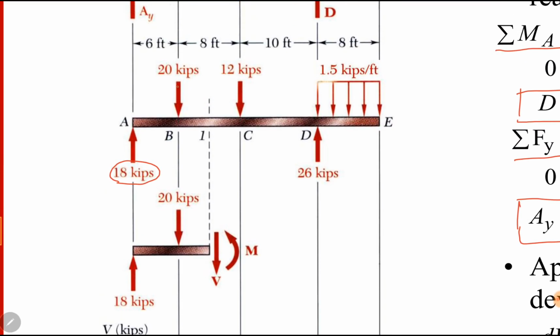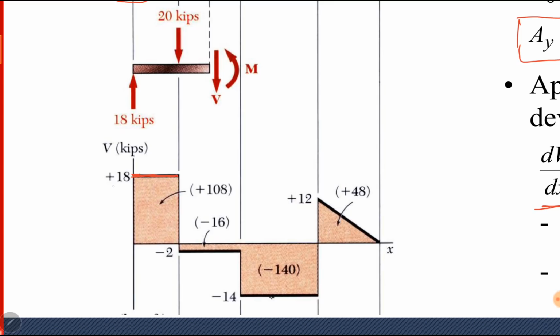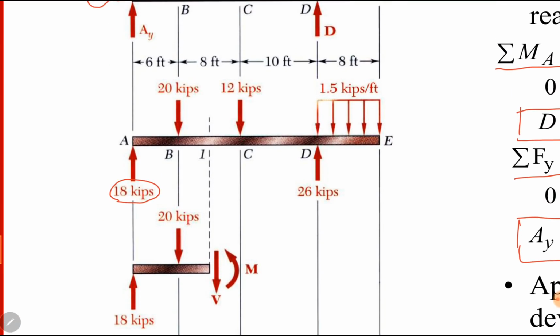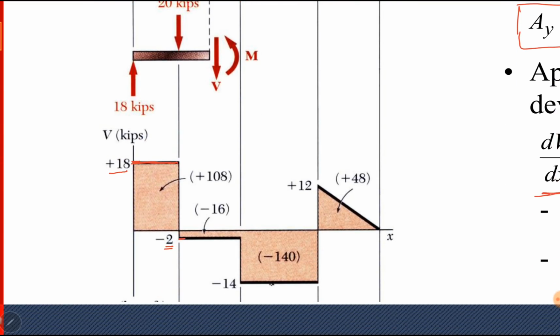At point B, there is downward 20 kilopounds force. So previously we have 18 kilopounds, minus 20 becomes minus 2. Now from B to C, there is no other distributed load. So shear force will remain constant again. So it will remain constant at minus 2. Remember that we have two values of shear forces at point B. One is 18 and the other is minus 2. The 18 kilopounds came from section AB and the minus 2 kilopounds is between section B and C.